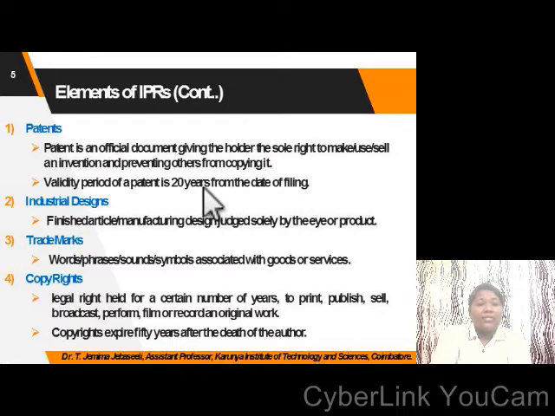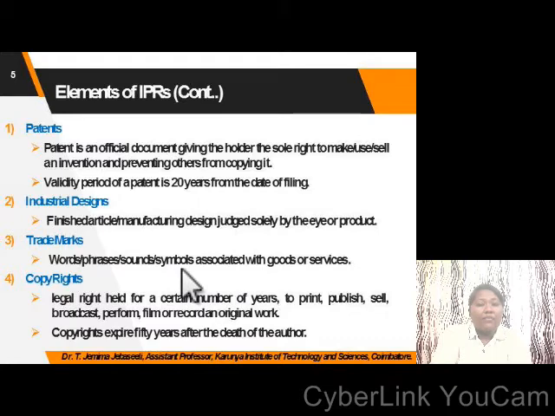A person who registered on a particular date can claim his patent and own his patent for 20 years from the date of filing. Industrial designs also can be registered, or we can get the IPR for them. So finished manufacturing designs or finished manufacturing products can get the IPR.